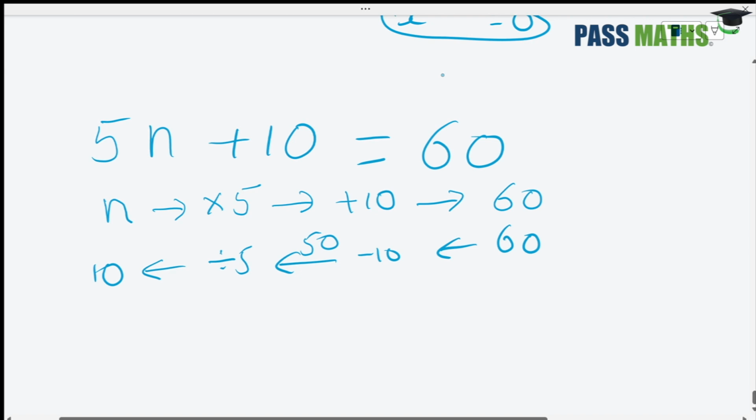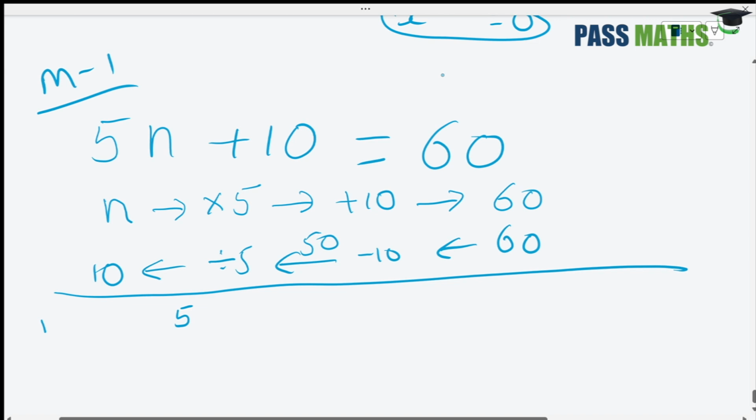But this method is easy, but it will only work with one variable. When we go to next grade, when we solve equations with 2 variables, then you have to use method number 2, which is why I'm showing you here. Method number 2. Same question, this is method number 1, that's method number 2. So you need to develop this method as well.